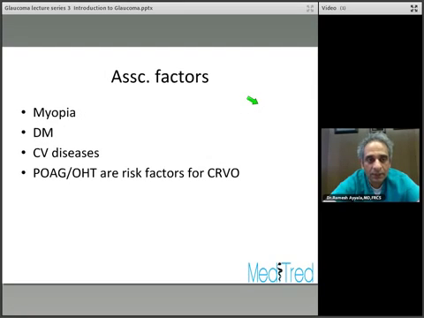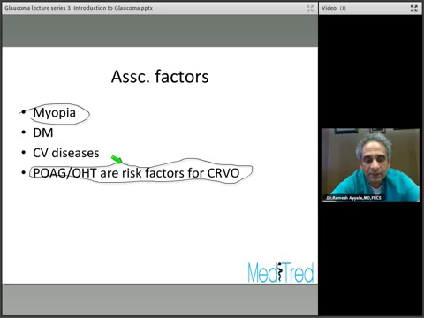Other associated risk factors: myopia, diabetes, cardiovascular diseases, and remember, primary open-angle glaucoma or ocular hypertension is a risk factor for central retinal vein occlusion. So anytime you see somebody with central retinal vein occlusion, always check the pressure in the other eye.